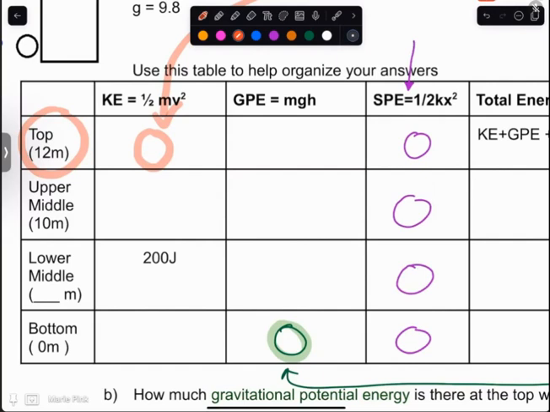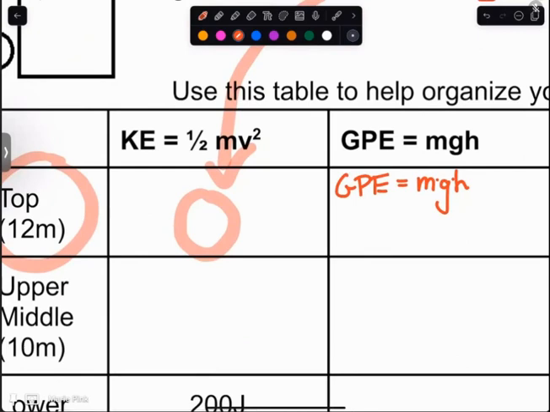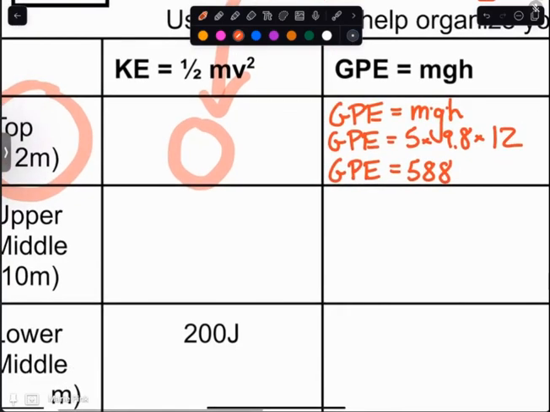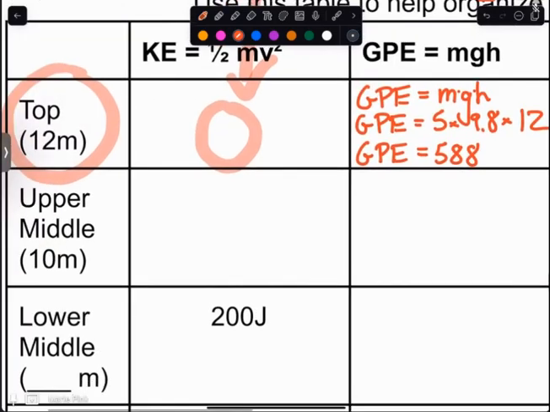So here, I'm going to start by finding my gravitational potential energy at the top, because I know gravitational potential energy is mgh. And what is the mass? 5. Okay, so that means my GPE is 5 times 9.8 times the height. And the height at the top was 12. And I get 588. You can do exactly the same thing for the one below it. I'm going to find the gravitational potential energy for the upper middle. So again, GPE is m times g times h.